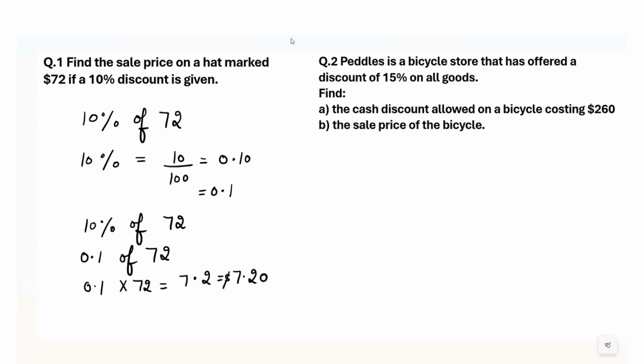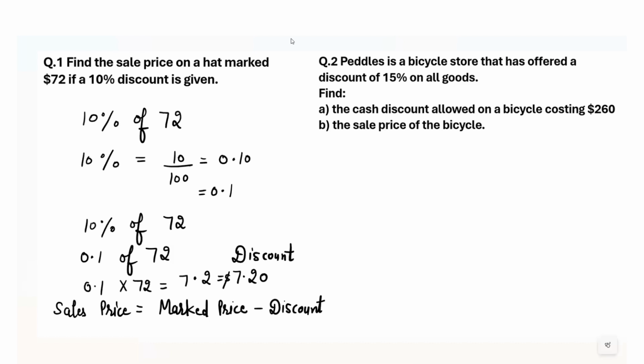Now we have to calculate what the sales price is. So the sales price we can calculate is equal to marked price minus discount. Since we already calculated that the discount is $7.20, we'll write here: equals 72 minus 7.20. And if we do this calculation, it would be 72.00 minus 7.20.